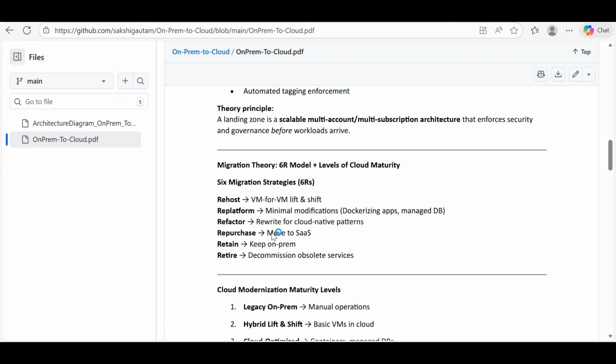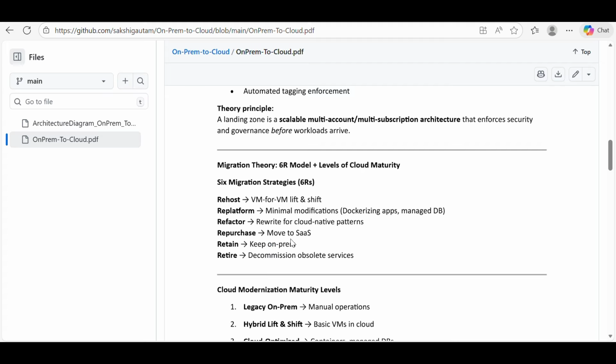Rehost means VM for VM lift and shift. Like if there is a VM on-prem, we create the same thing in the cloud also. Replatform means minimal modifications, like instead of a VM, we dockerize that application which was not dockerized. Minimal modifications. Refactor means rewrite for cloud native patterns, like you're totally changing. Earlier it was a monolith, now you're changing to microservices.